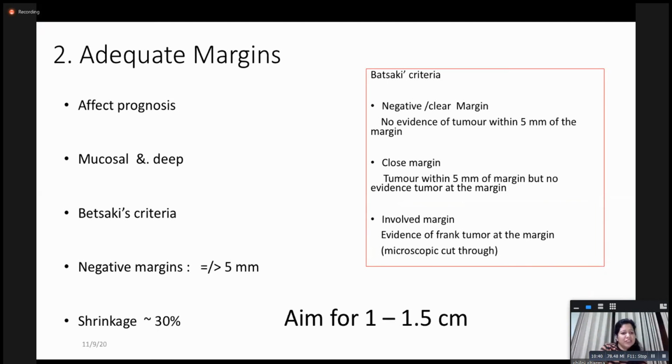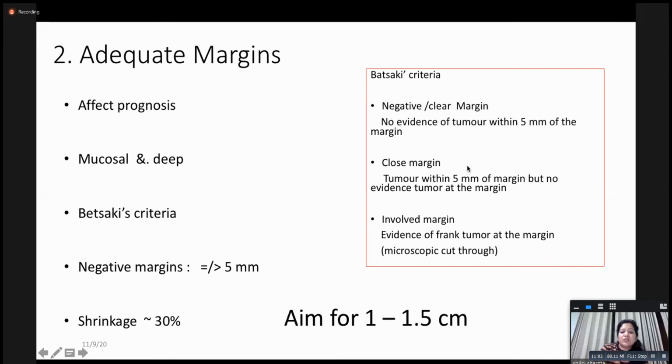Now once you have decided the approach, you have to aim for adequate margins. It is very important to take adequate margins because we all know that it affects prognosis. Not only mucosal, but the deep margins are also equally important. Now there is a lot of debate regarding what is the best margin for oral cavity cancer. I'm sure it must have been discussed, so I'm not discussing it in detail.